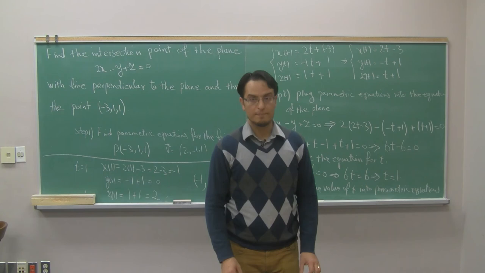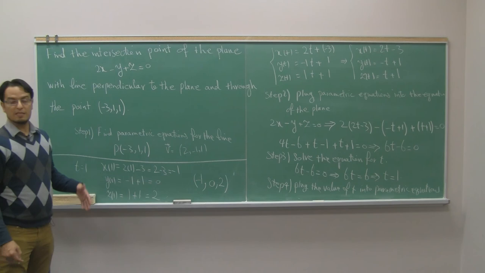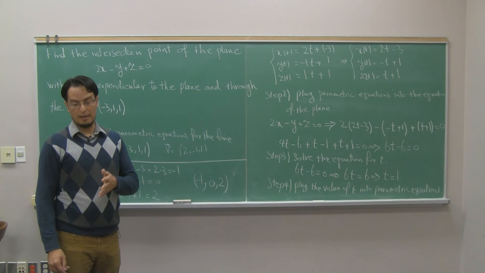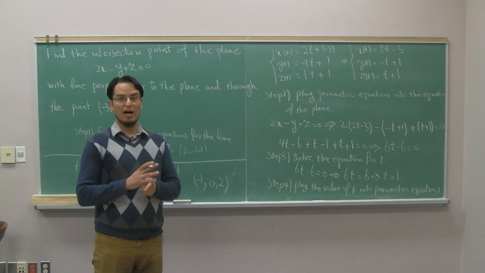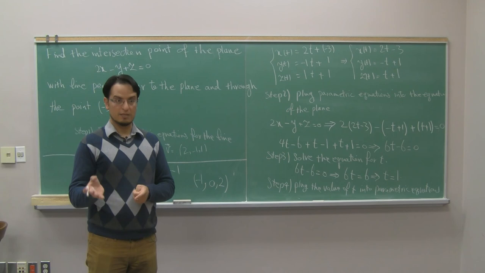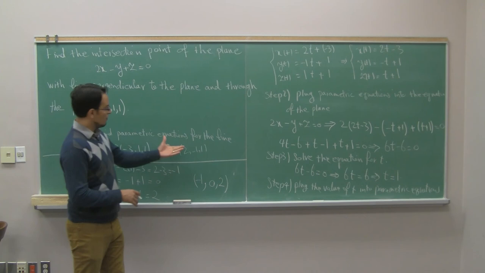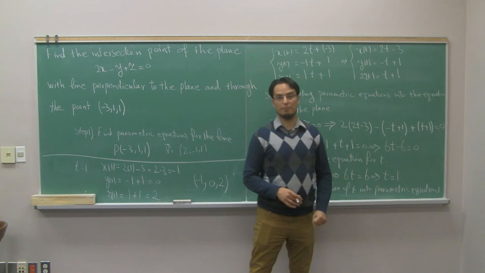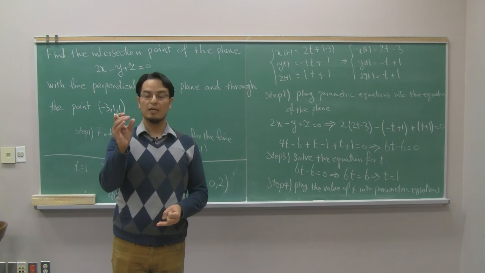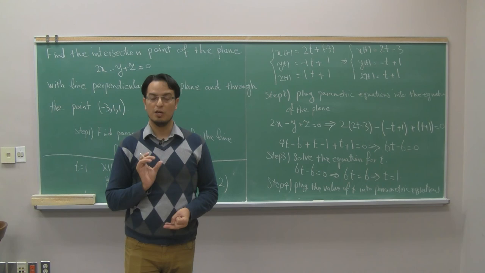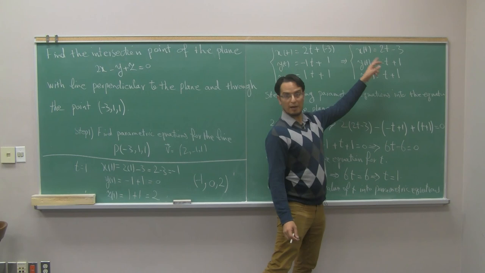Okay, so a very quick wrap up. Whenever you have a question like this, to find the intersection of a plane and a line, first you have to make sure that you have parametric equations for the line. If it is given, that's good, go ahead and use it. If not, you have to write it yourself. In this case, we found the direction vector, we found the point, and then we formed the parametric equations. The second step is to plug the parametric equations into the equation of the plane. So for x, we plug in the parametric equation, in this case 2t minus 3, and so on.